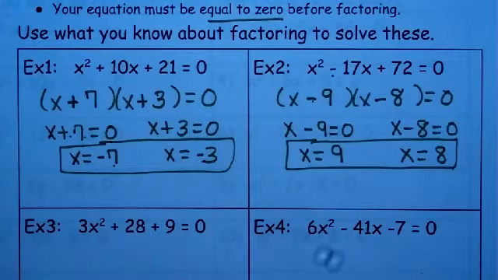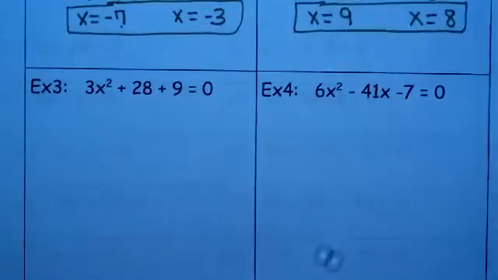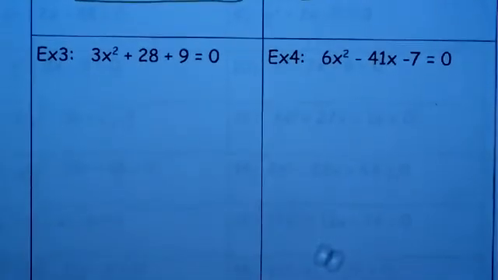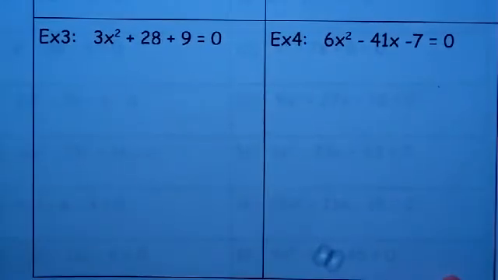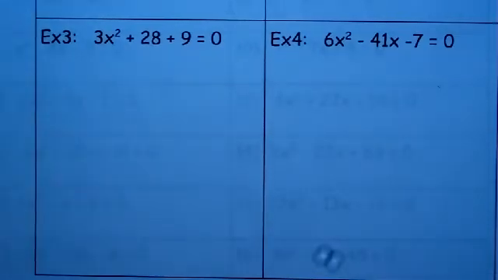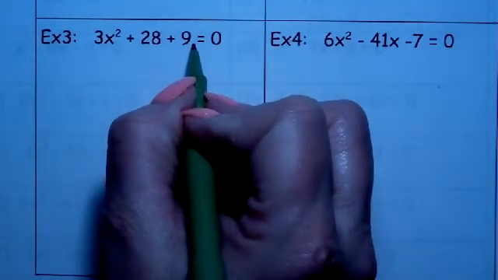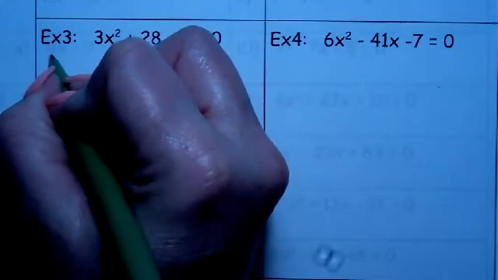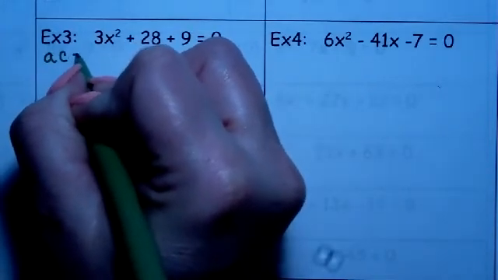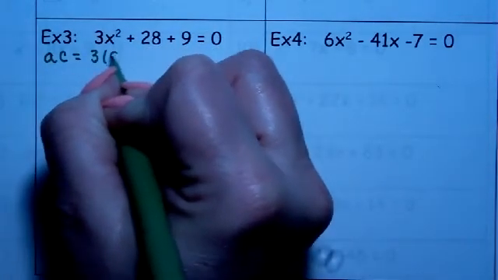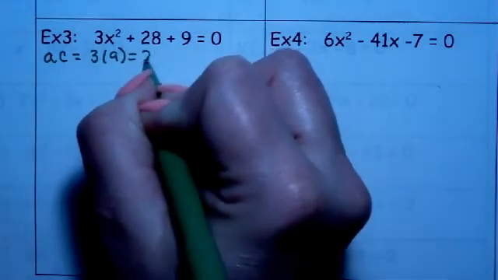Okay. Now, 3 and 4 are going to be a little bit more involved, just like we did with lessons 2 and 4 on the multiplying and factoring. Okay. Example 3 is just like lesson number 2. I need to factor this trinomial into two binomials. So the first thing we're going to do is find out that AC is 3 times 9, which is 27.